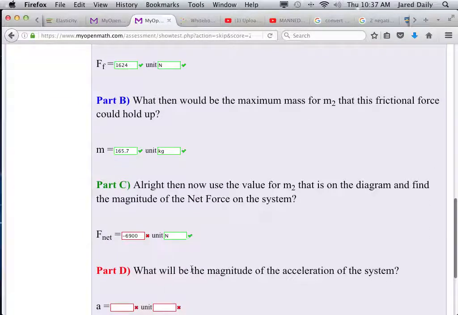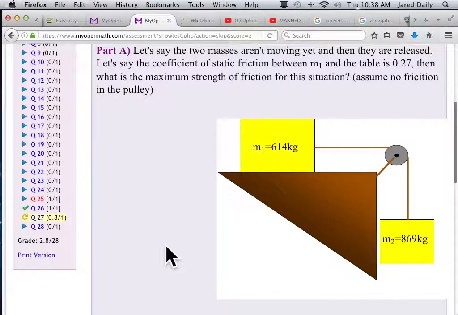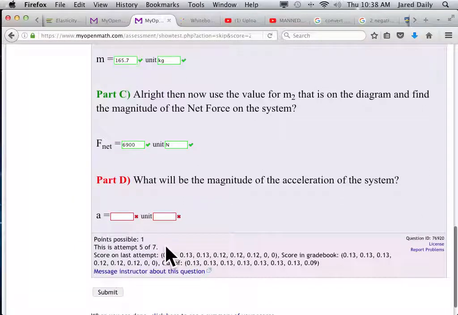Okay, not correct. What did I do wrong there? Put a negative on it, probably. There we go. 6,900 newtons, because they wanted magnitude. I didn't read it correctly. They didn't want direction, they just wanted magnitude.